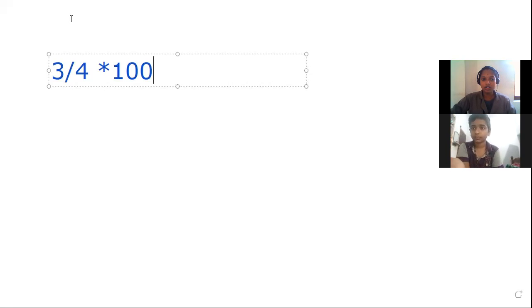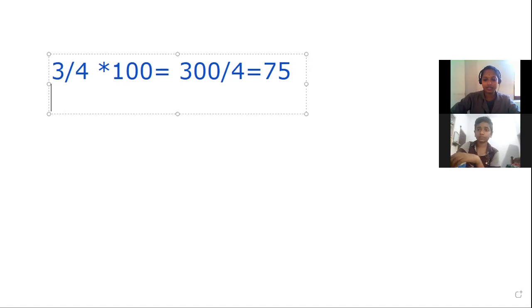Okay. So 3 by 4 into 100 can be written as 300 divided by 4. What about 300 divided by 4? How many 4s are in 300? It's equal to 75. So, what is the percentage of figure shaded? It is 75%. Then, look at the second figure.